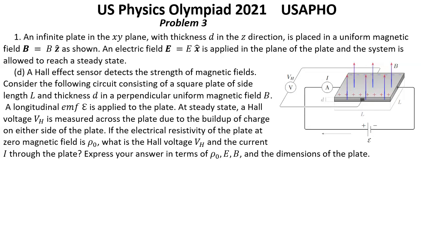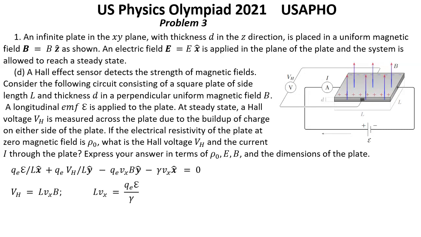Solution. The Hall voltage is such that the electric field from the external EMF and from the charge build-up cause the current to flow in the x direction. Our equation of motion is this one. Thus, we have VH equal to L vx B, and L vx equal to QE multiplied by EMF and divided by gamma.